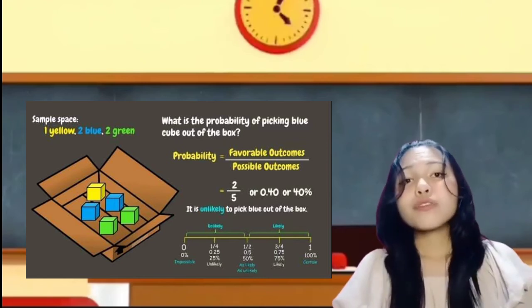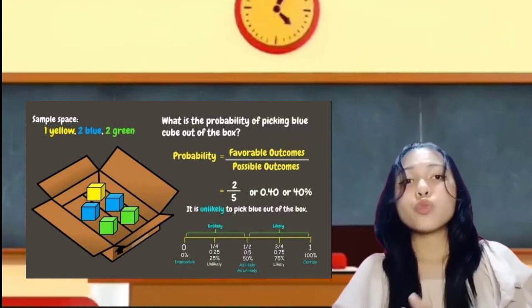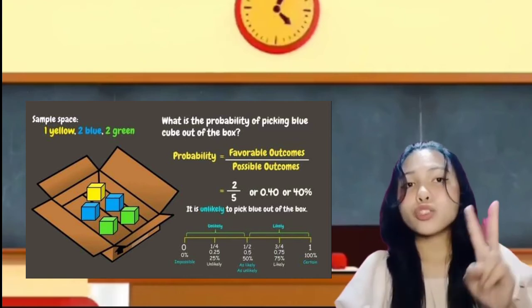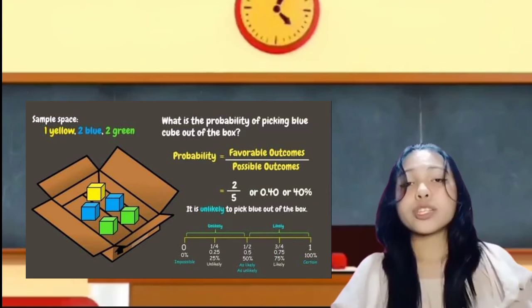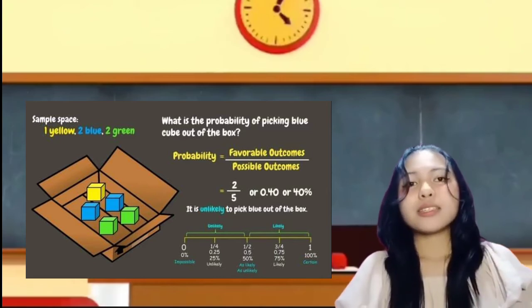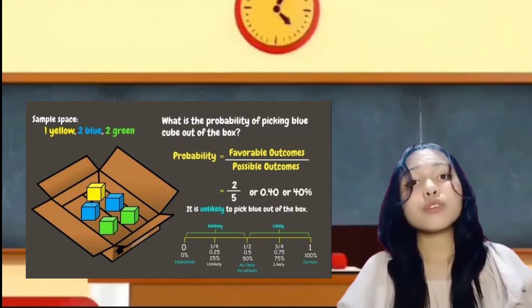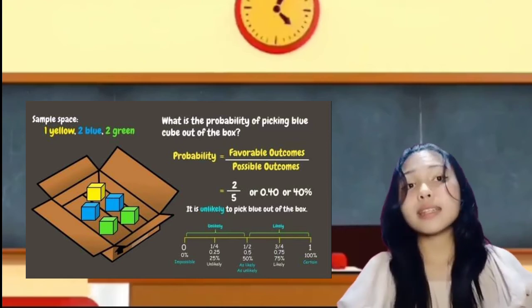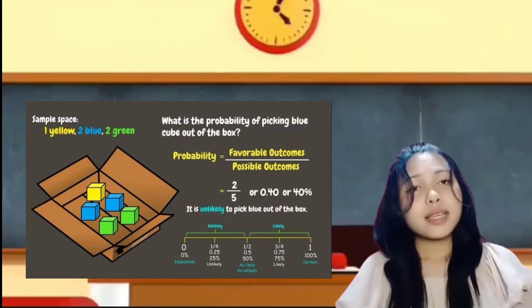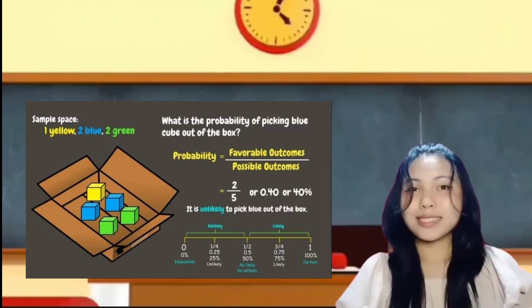Now, in fraction form, the probability is 2/5. To convert this to decimal, just divide 2 by 5, which is 0.40 or 40%. In the probability line, the likelihood of this event is unlikely, since it is between 0% and 50%.